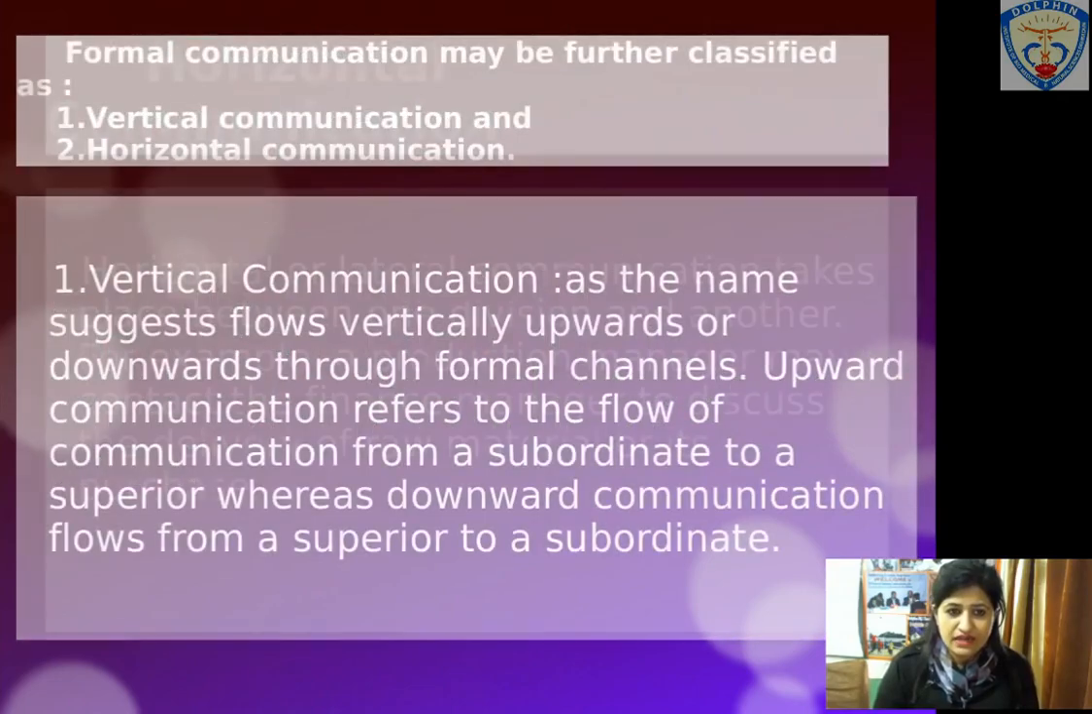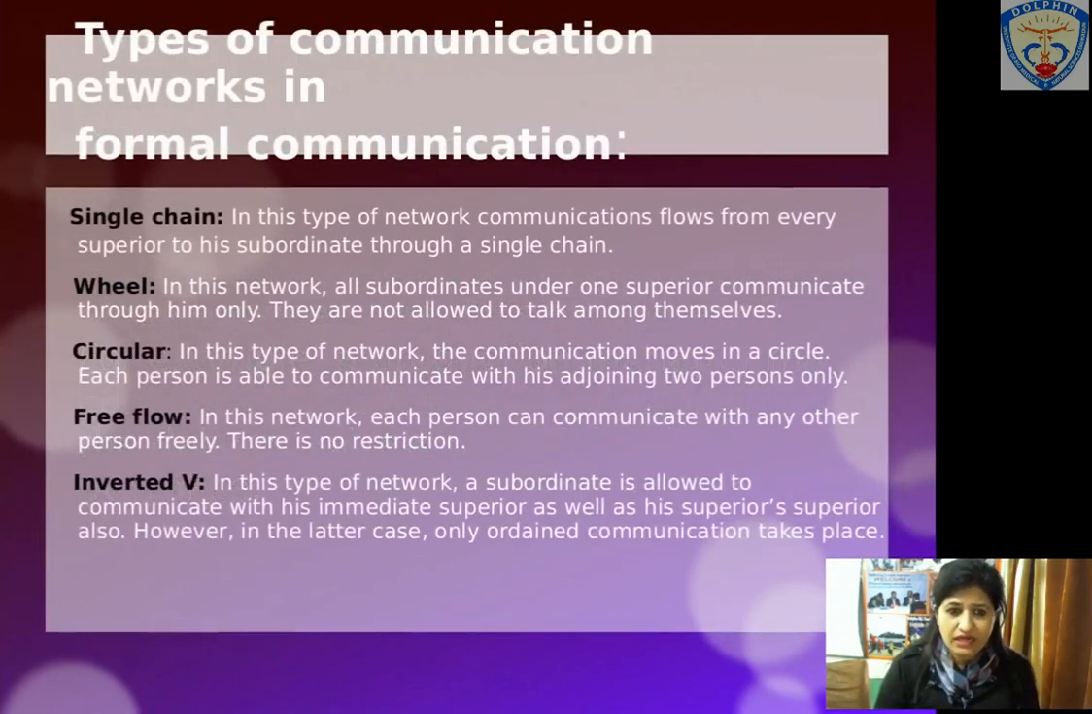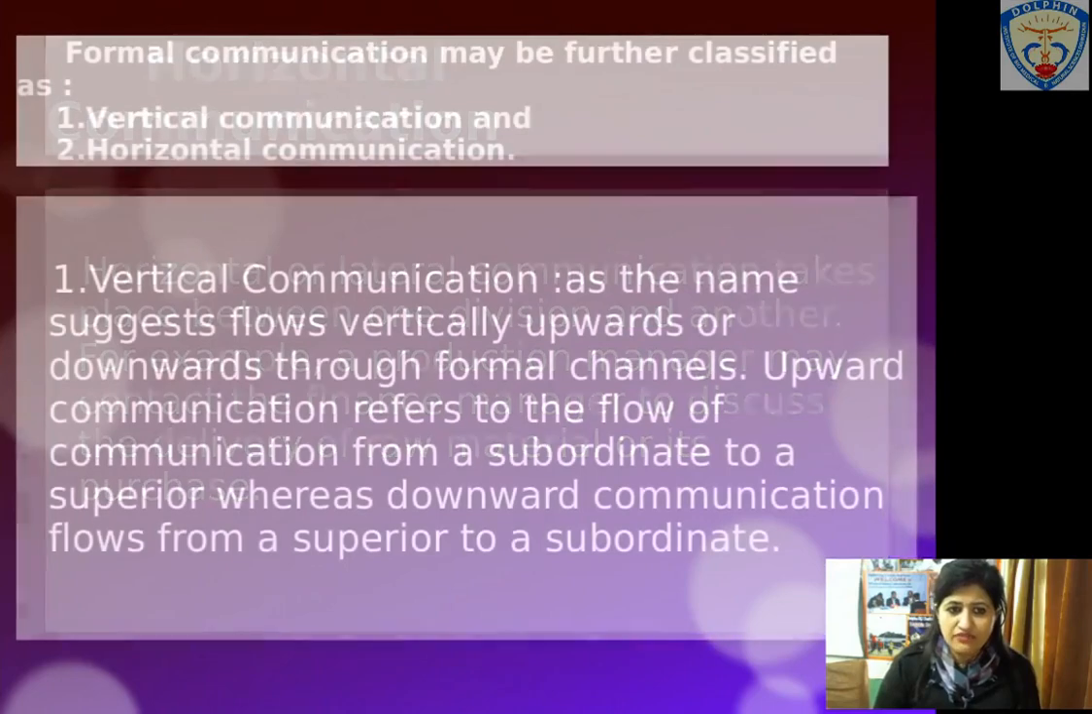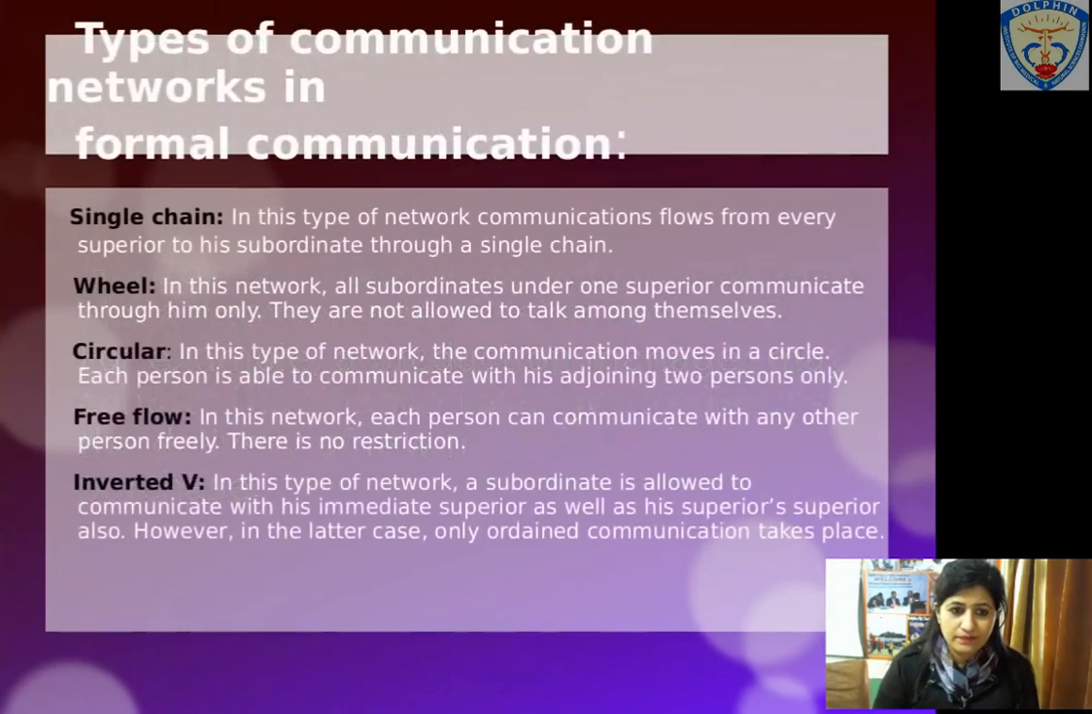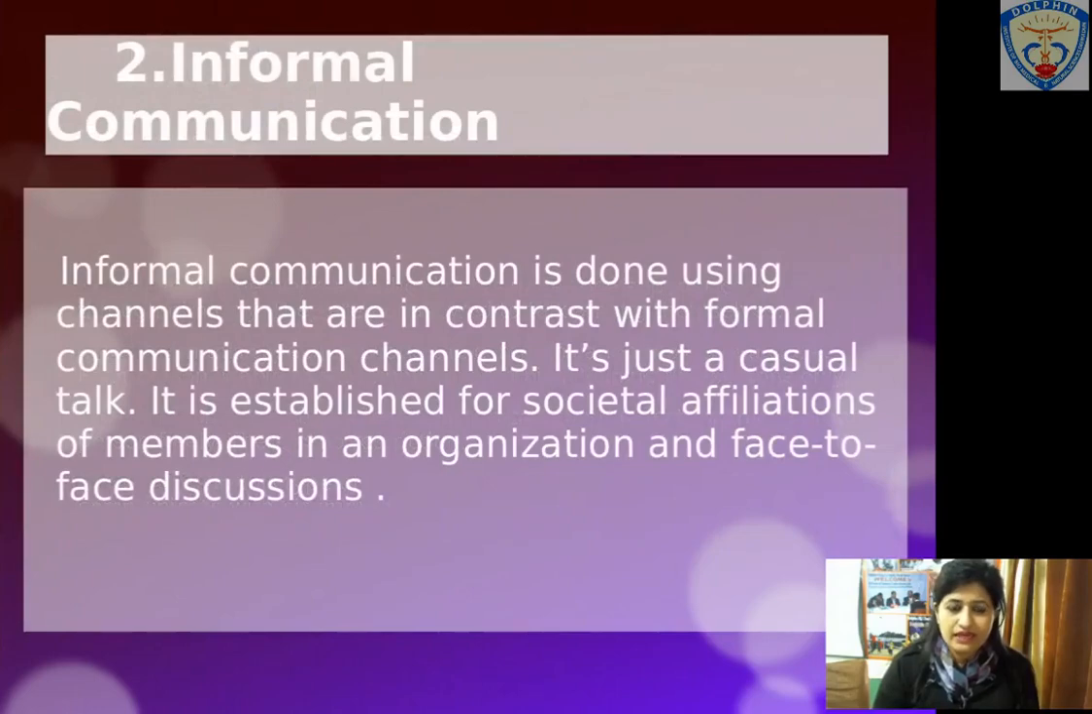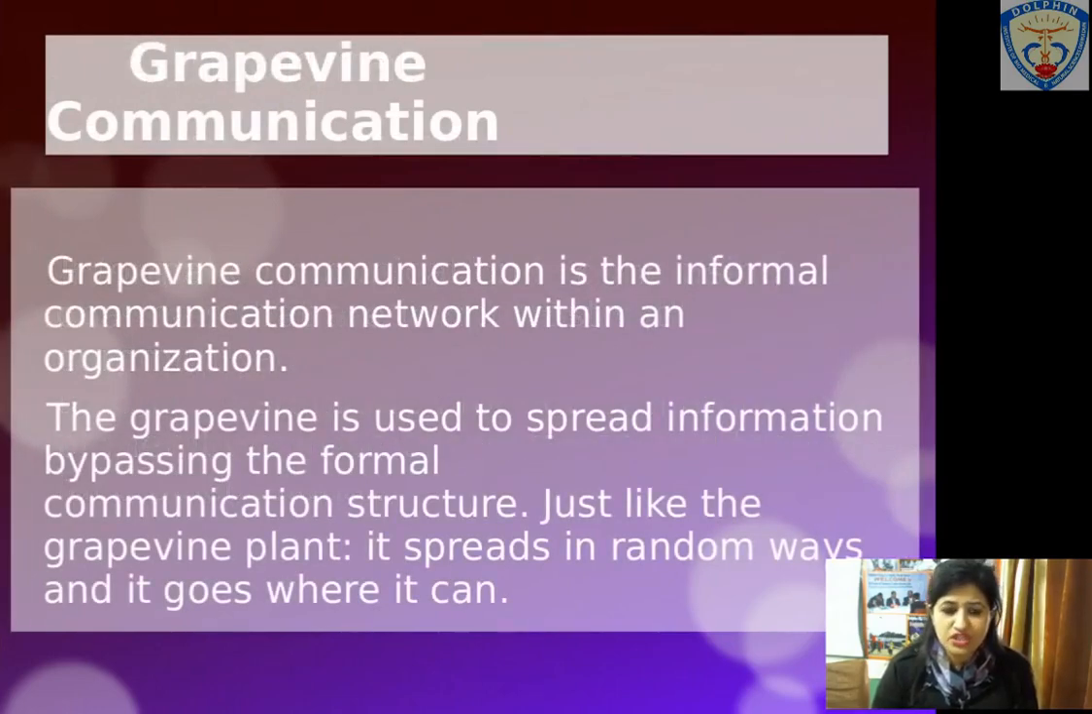Now next is informal communication. Informal communication is what? It is the one where there is nothing official. It is also called grapevine communication. Right? Now next, grapevine communication is what? It is an informal communication network within an organization. It is used to spread information by bypassing the formal communication structure. It is an informal channel of business communication also.